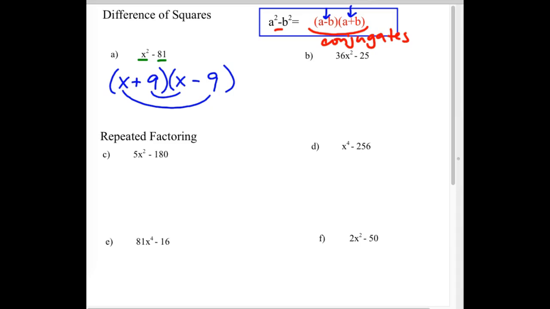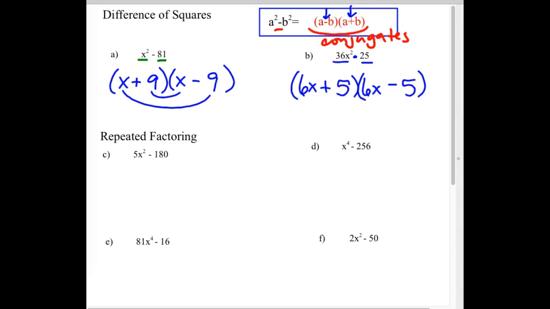Our second example of that, again, perfect square minus perfect square. So we're difference of squares. We need two factors that are identical except for the sign. One is positive, one is negative. For the 36, I'm going to split it into 6x and 6x. And for the 25, I split it into a 5 and a negative 5.